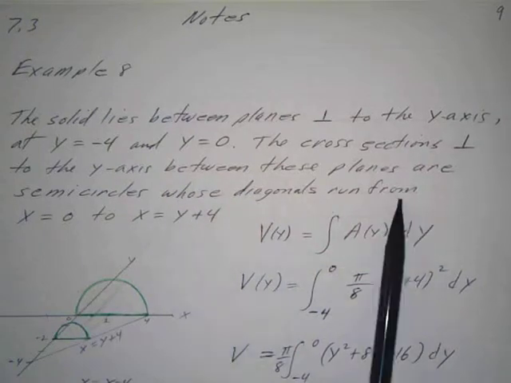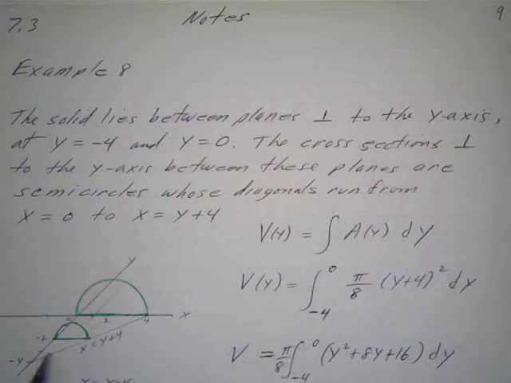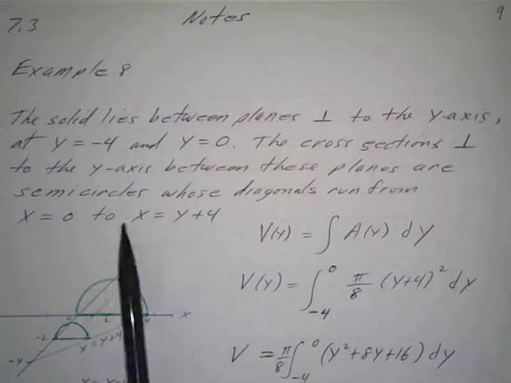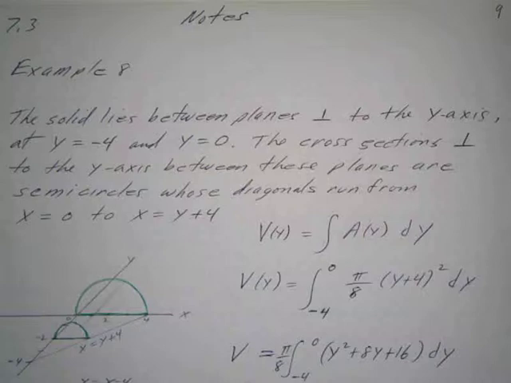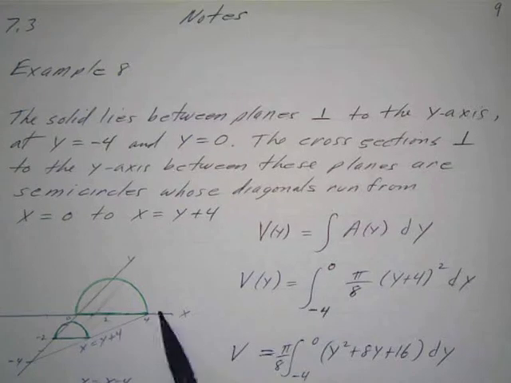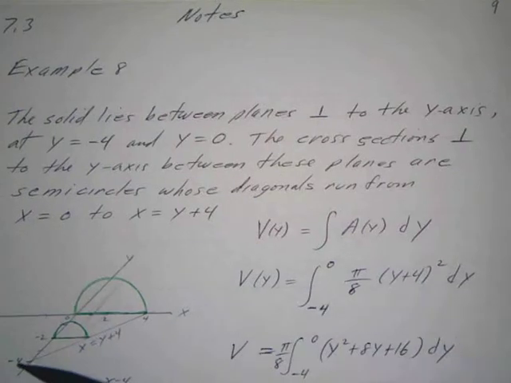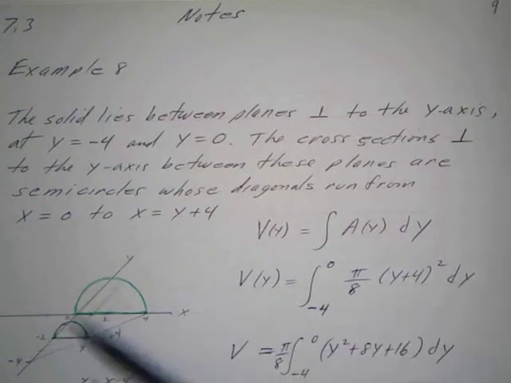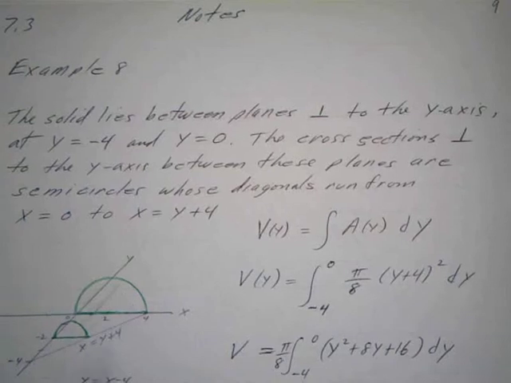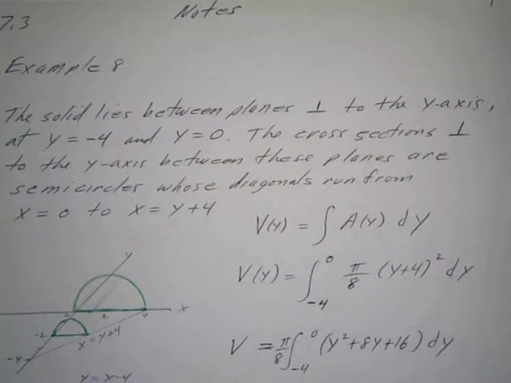Okay, semicircles whose diagonals run from x equals 0 to the line x equals y plus 4. Now if you graph this, this is the same thing as y equals x minus 4, and you can see this is your x, so your intercept is -4, and your slope is 1. So you could draw the line. And these are the semicircles, and they're going to start from here, and they're just going to go right up for there. Semicircle, semicircle. So I kind of highlighted a couple of those for you.